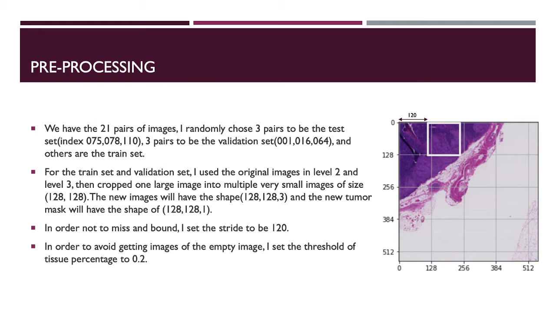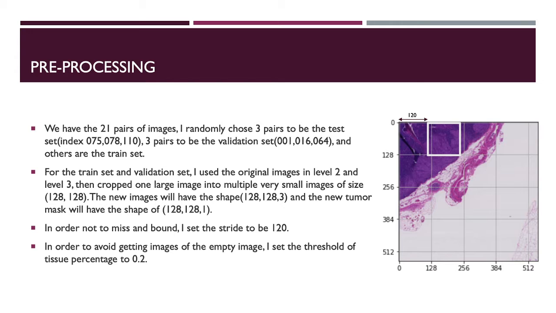As given in the starter code, I used the tissue percentage to be 0.2. In order not to get too many empty images, I set the threshold to be 0.2, which means only when more than 20% of the image is tissue will I consider these images for future use.